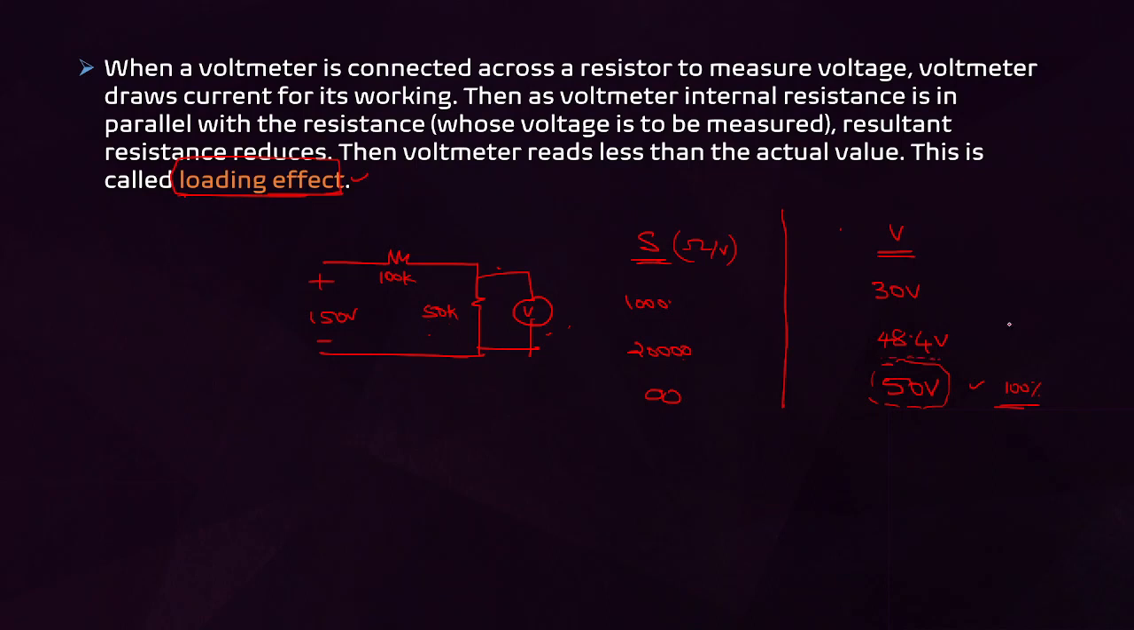So we got approximately 98 or 97% accuracy. That is enough, right? Ideally, we can't actually get 50 volt, but in practical cases, we can get this much value. And still if we increase to 30,000, 40,000, 50,000 like that, we can increase the accuracy more, right? So we can conclude that in order to reduce this loading effect, the sensitivity of the meter should be as high as possible, right?